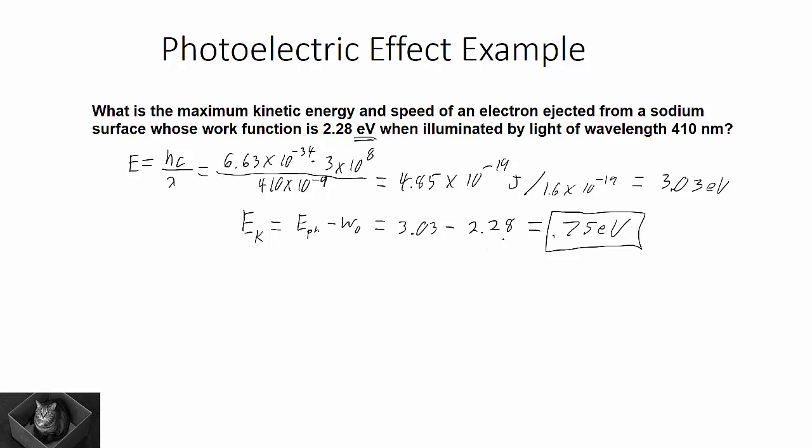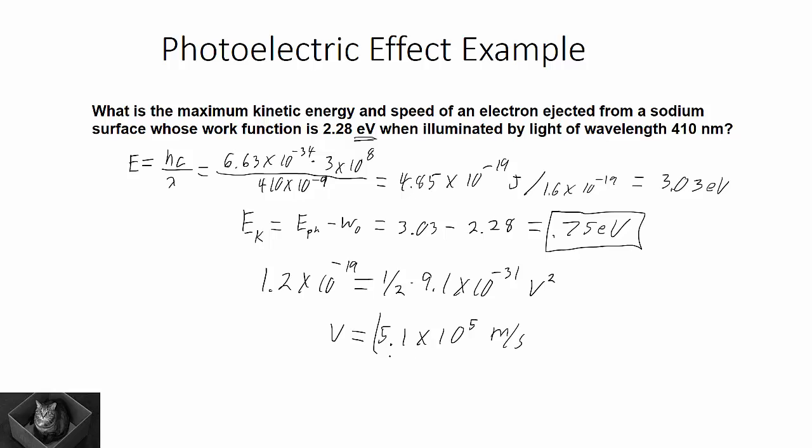Now, if we want to find the speed, we actually have to convert this back to joules. I will spare you a bit of the shown work. So that is the number of joules corresponding to 0.75 electron volts, and we set that equal to 1/2 mv squared. They were electrons, so we're going to plug in the mass of an electron, 9.1 times 10 to the negative 31st, all of that times v squared. So we can solve for the speed of these electrons if we know their kinetic energy. It turns out that they are cooking right along at 5.1 times 10 to the 5th meters per second.